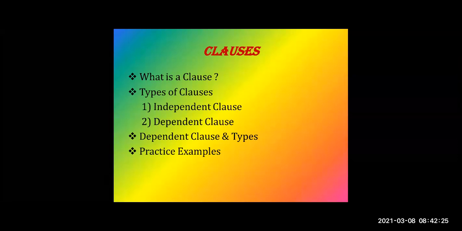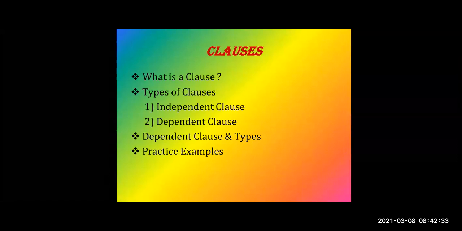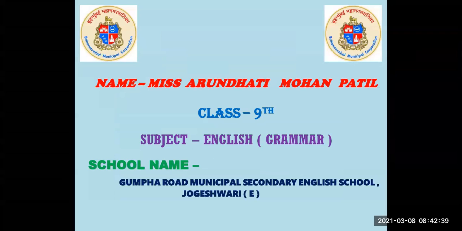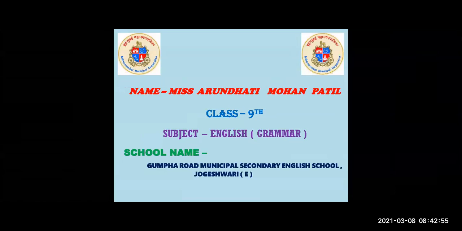So students, have you understood about adjective clause, adverb clause and noun clause? Yes, Miss. Okay. How many types of clauses are there? Two types. Which are they? Independent clause and dependent clause. And in dependent clause, how many types are there? Three types. Which are they? Noun clause, adjective clause, adverb clause. Yes, very good. So I hope you have understood the topic of clauses and its subtypes.